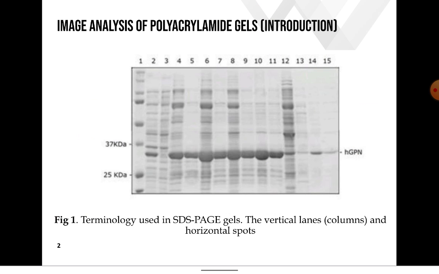This research is developed in the area of image analysis of SDS polyacrylamide gel electrophoresis. This process allows getting an image of a matrix of data. The vertical lines are different experiments or samples of cellular extracts of different patients, and the horizontal spots are the bands that represent different proteins per sample. In this case, the human GPM is located between 25 and 37 kilodaltons.